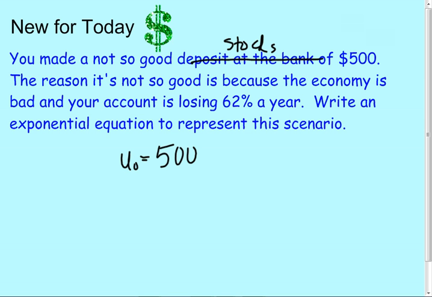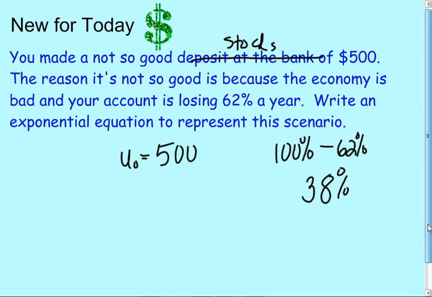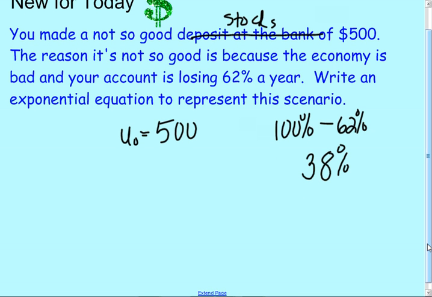Okay, Xavier can help me find the common ratio. You started at 100%, right? But you're losing 62%. What is your percent decrease? Subtract 100 minus 62. What's 100 minus 2? What's 10 minus 2? Okay, and then you borrowed, so it's 9 minus 6. So it's 38%.